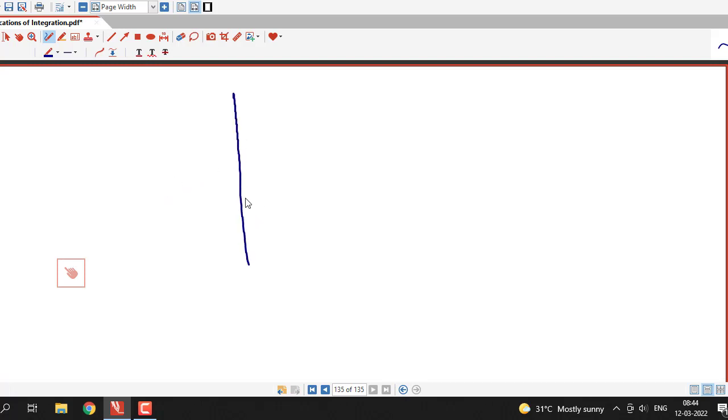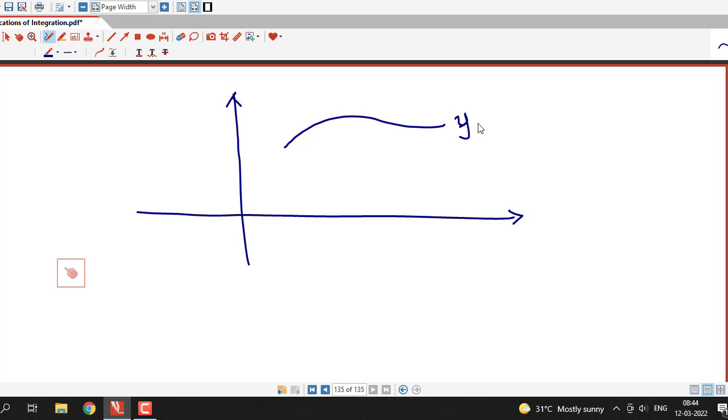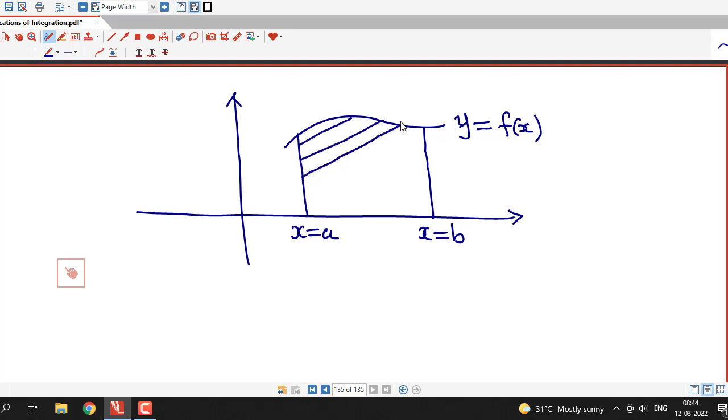given curve. If you recall, we have studied in 12th standard that suppose this is the graph of function y equal to f(x), and suppose we are interested in the area under this graph y equal to f(x) between the lines x equal to a and x equal to b. Suppose the area under the graph of this function y equal to f(x) between x equal to a and x equal to b is this shaded region R.